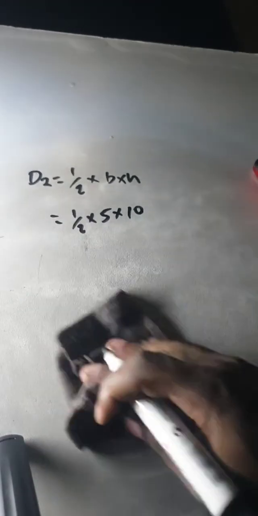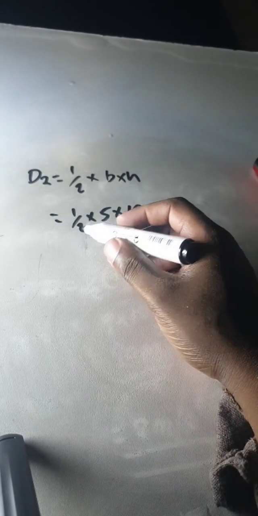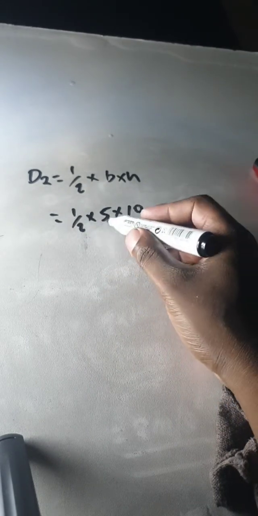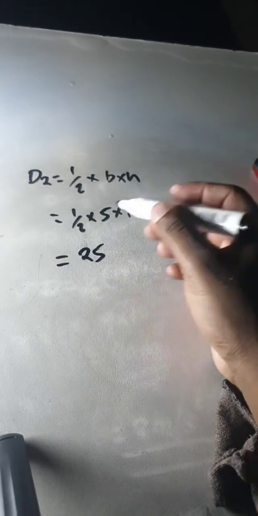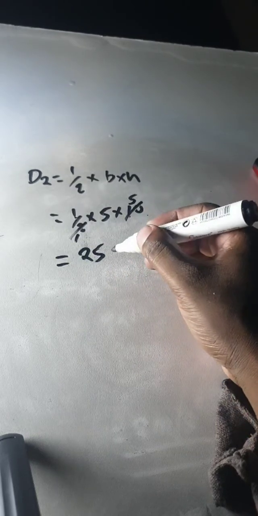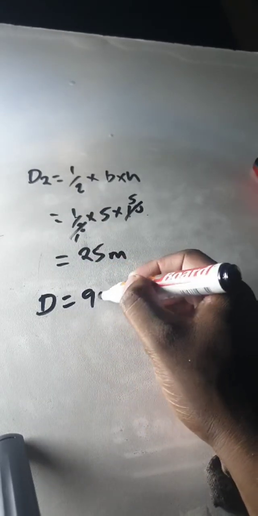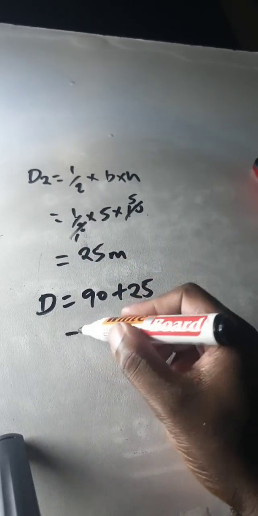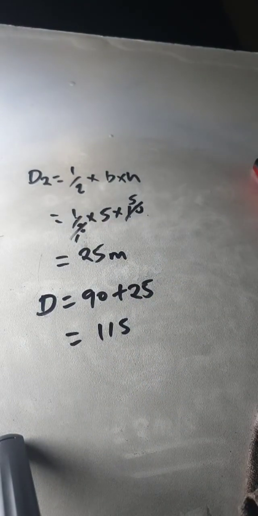Then we say half times 5 times 10. So 5 times 10 is 50. 50 times half is 25. If you want, you can say half of 50 is 25. So the total distance now will be 90 plus that 25, which will give us 115.